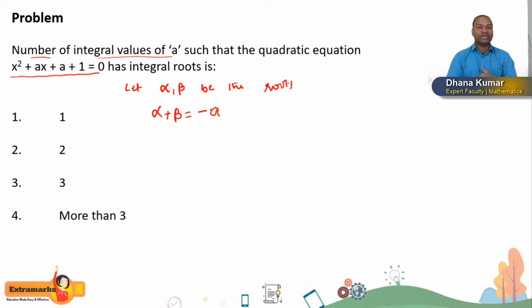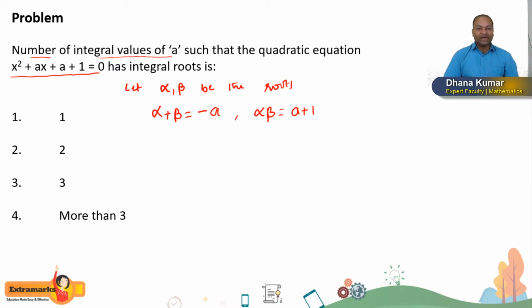By x square coefficient. The x square coefficient is anyhow 1 only. Fine. Next, product of the roots. The product of the roots formula is what? Constant by x square coefficient. Here the constant is a plus 1 by 1. So fine. Okay. Here, what is the procedure?